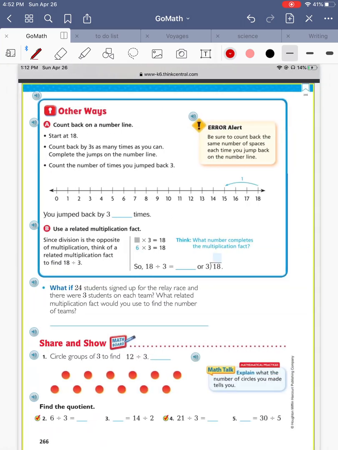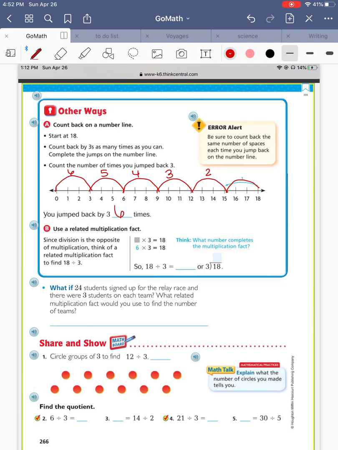Okay, next page. We can also use a number line. You can start at 18 and count back by 3s as many times as you can. Complete the jumps all the way on the number line until you get to 0. And then count the number of times you jumped back 3. So 1 jump, 2 jumps, 3 jumps, 4 jumps, 5 jumps, 6 jumps. So 6 jumps. You don't have to number them, but if you want to, you can.